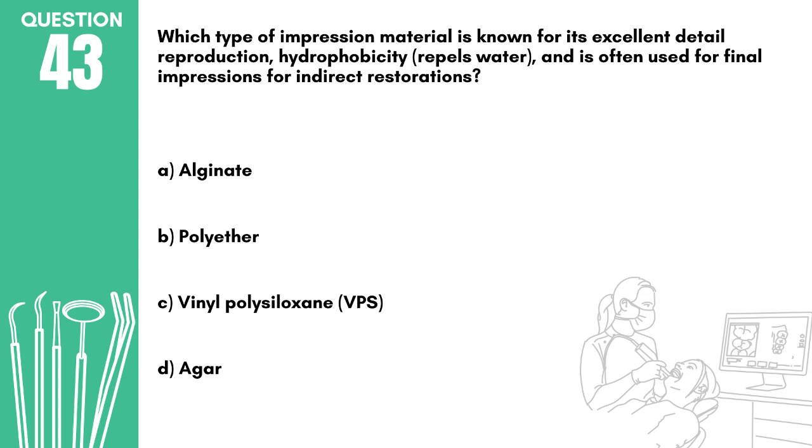Question 43. Which type of impression material is known for its excellent detail reproduction, hydrophobicity, repels water, and is often used for final impressions for indirect restorations? A. Alginate. B. Polyether. C. Vinyl polysiloxane, VPS. D. Agar.